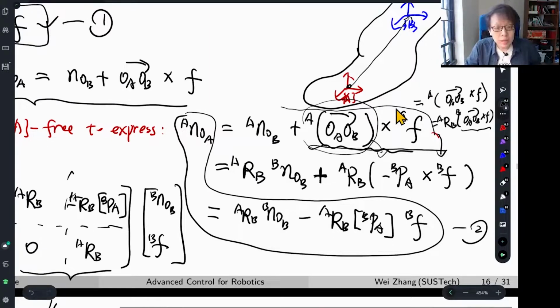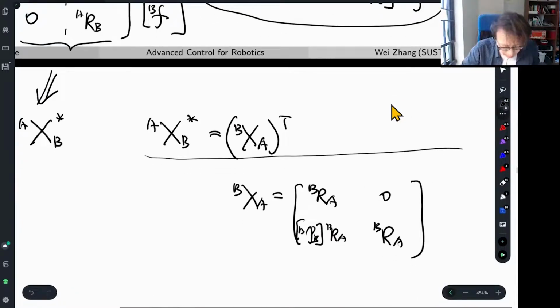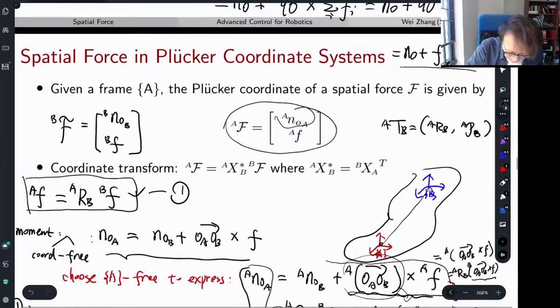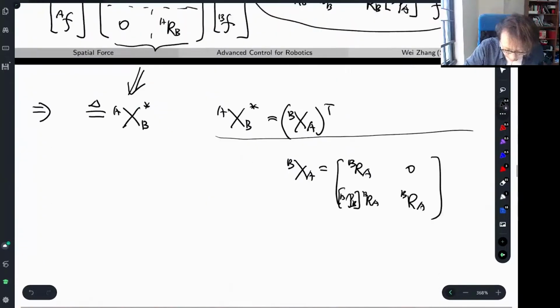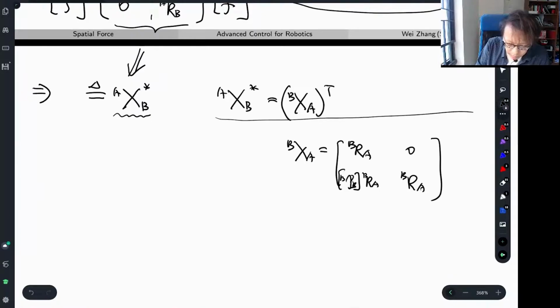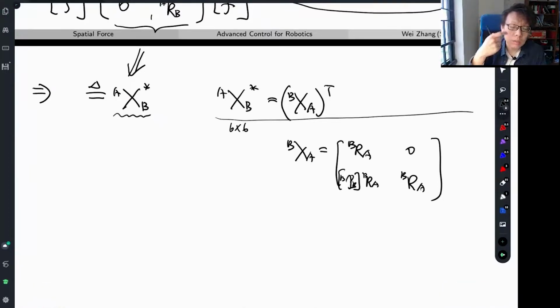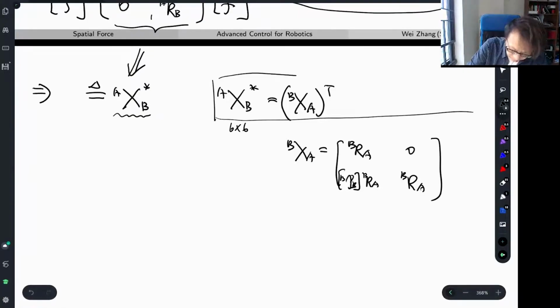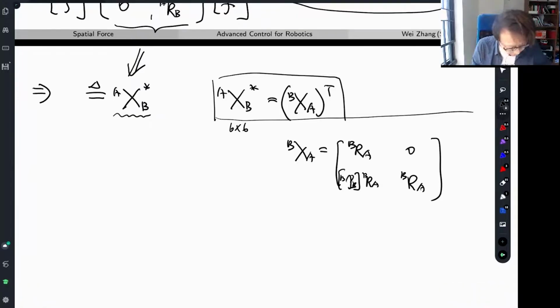Yes. Okay. All right. So last time we finished introducing the wrench, and also derived the change of coordinate for wrench, which is X from B to A star. This change of coordinate matrix is a 6x6 matrix, just like the change of coordinate for twist, and the star is just that X_BA star equals X_AB transpose. That's a property you need to be aware of.